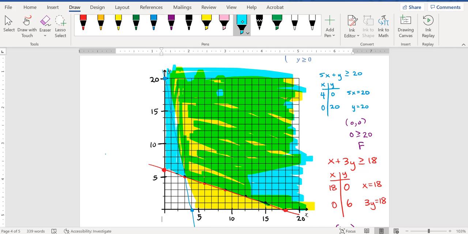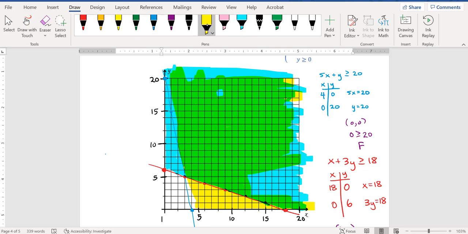Now I have a little bit of problem seeing where that one line is. Give me just a second. There's the blue, and that's making the red line go up. And then this one was here, and it went this way. All right, so my feasible region is that green.